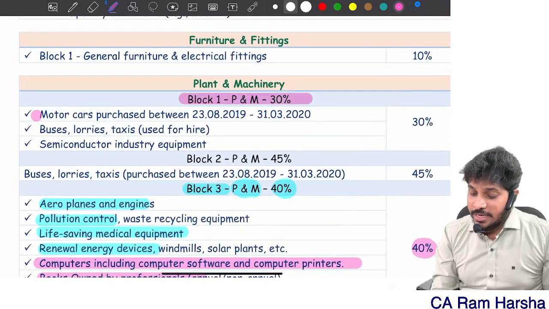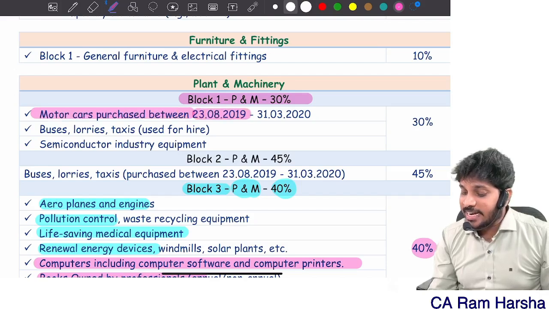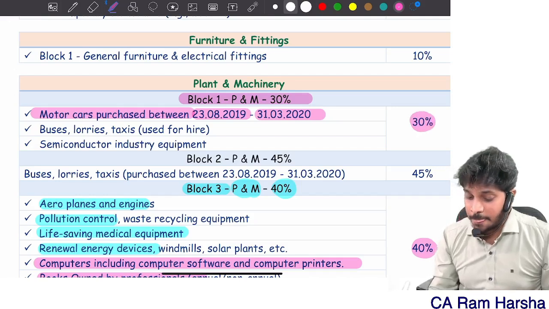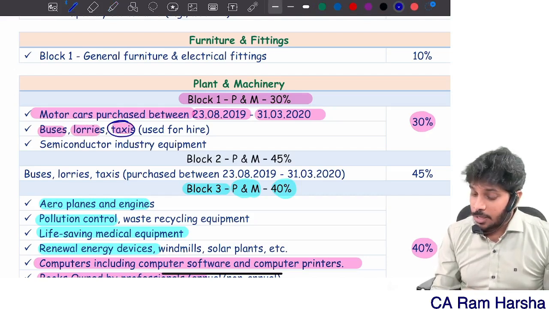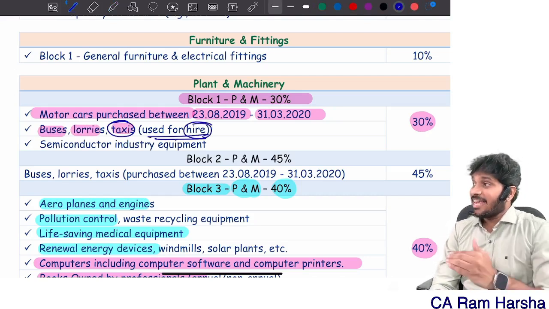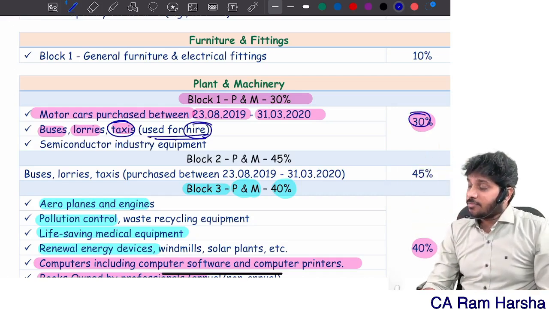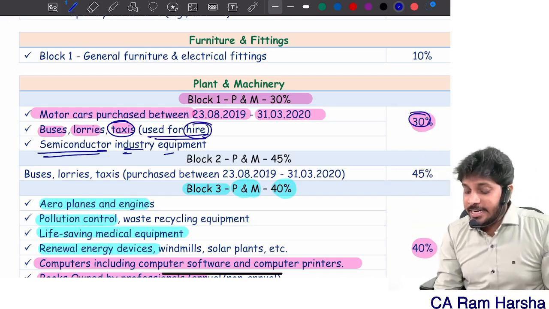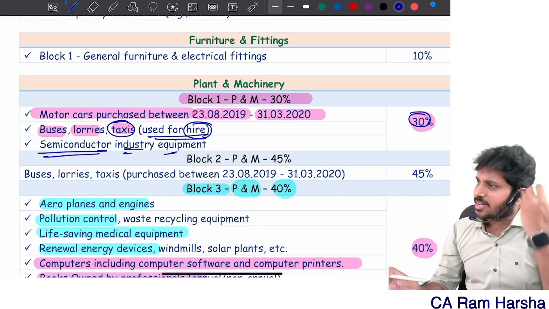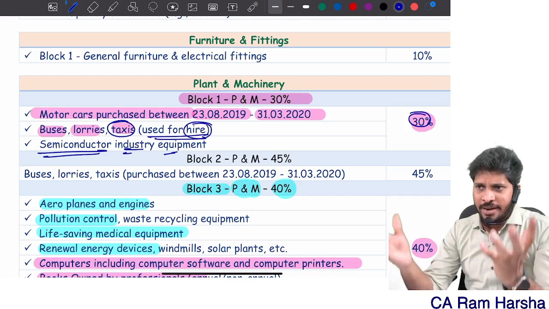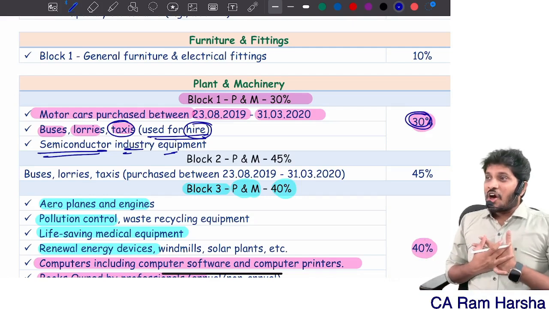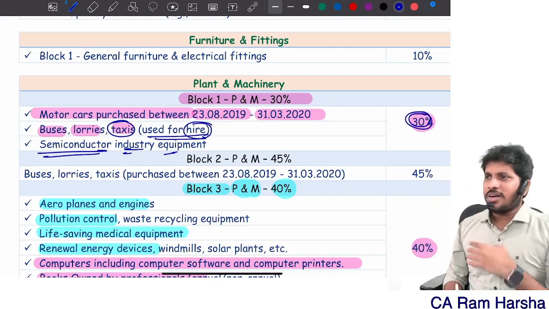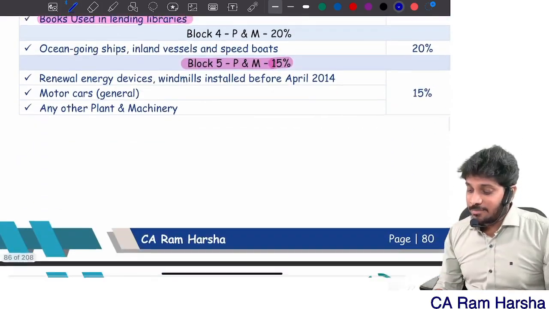Block number 1. Any cars purchased between August 2019 and 31st March 2020. What is the rate of depreciation for those cars? 30. Buses, lorries, taxis. Taxis means what? It may be a car, but used for renting, plying, hiring. Then what is the rate of depreciation? 30. Semiconductor industry equipment. Some companies manufacture semiconductor chips and all. So for them, 30%. Suppose I have a normal car for my business purpose, I am not renting it. What is the rate of depreciation? That comes under 15%.